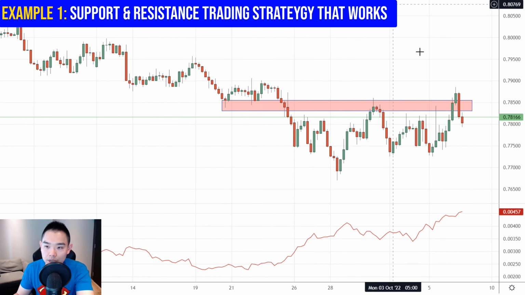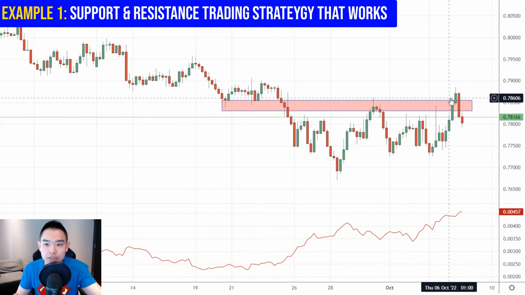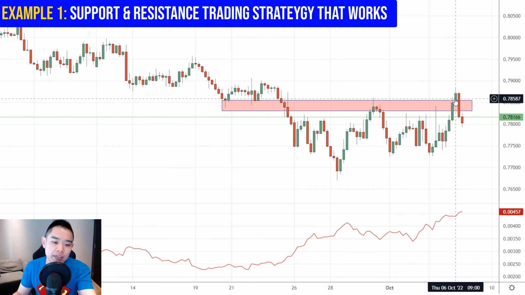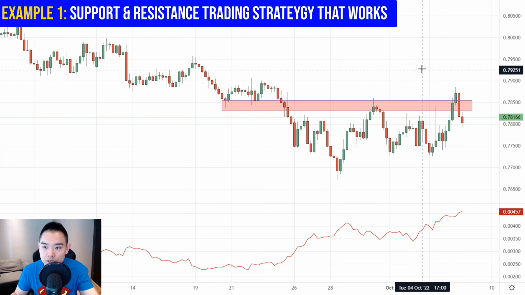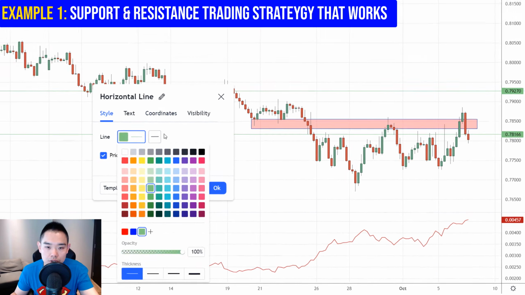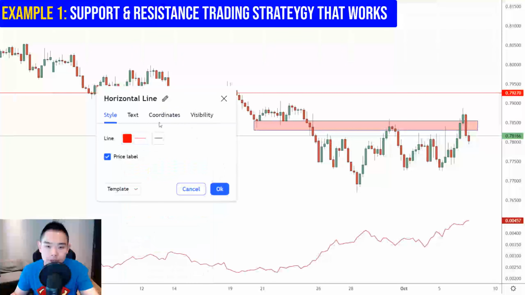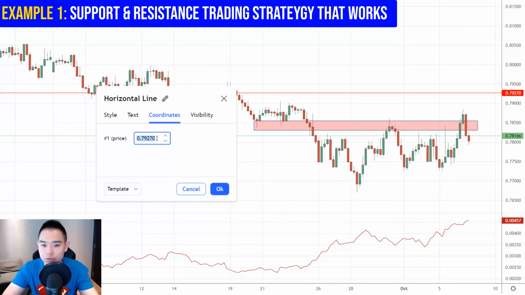So let's do a quick calculation. The high of this candle currently shows about 0.7885. So 0.7885 plus 45 pips gives you 0.7930. So your stop loss will be placed at 0.7930. I'll change this to red. Okay, and 0.7930. Got it.